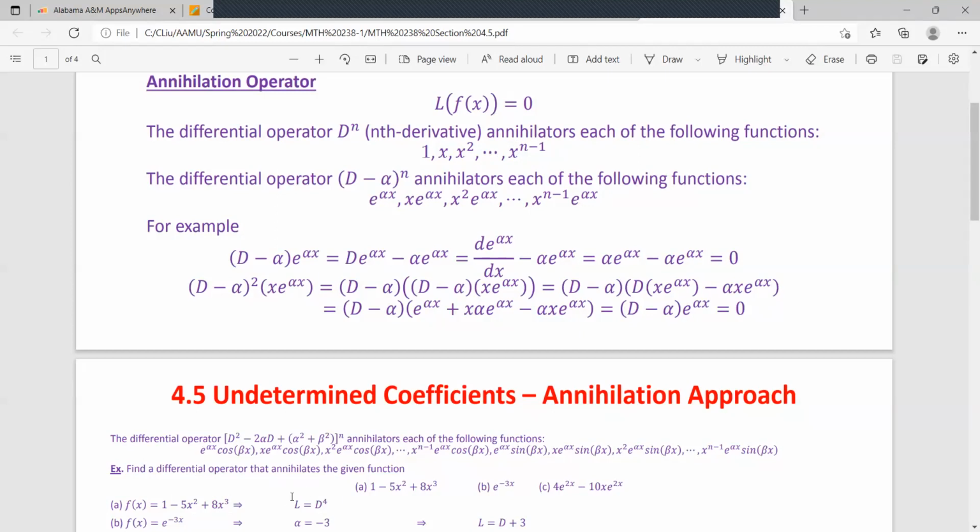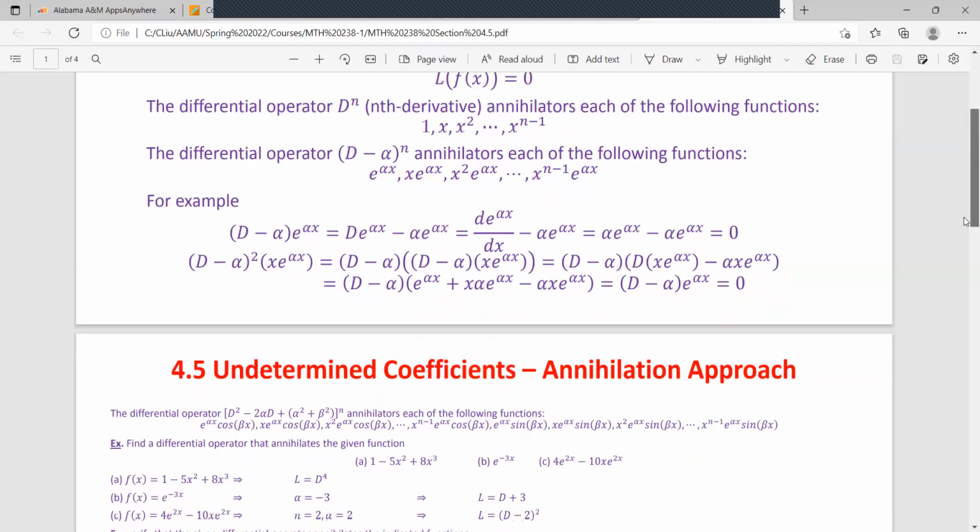Okay. So the answer will be d to the 4. Of course, you can also use d to the 5 or d to the 6, but d to the 4 will be the smallest power of the differential operator.